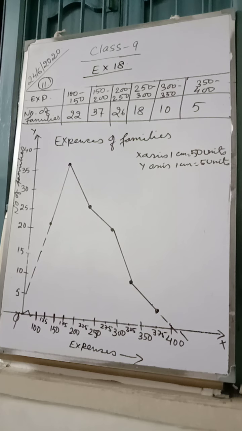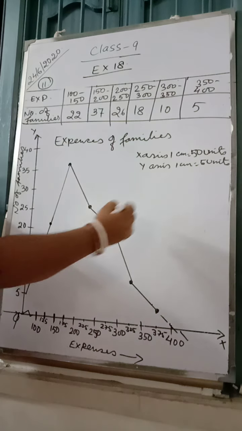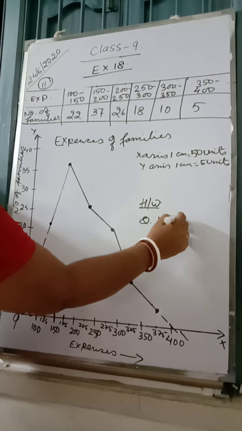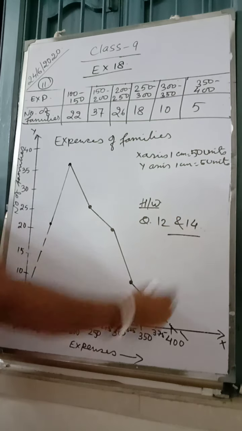Now it is okay. Number 14 and number 12 are your homework. Number 15 we will be doing next day. Homework is question number 12 and 14. 15 we will be doing next day.